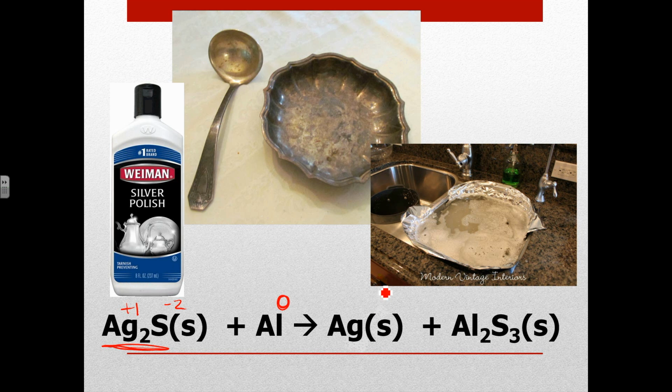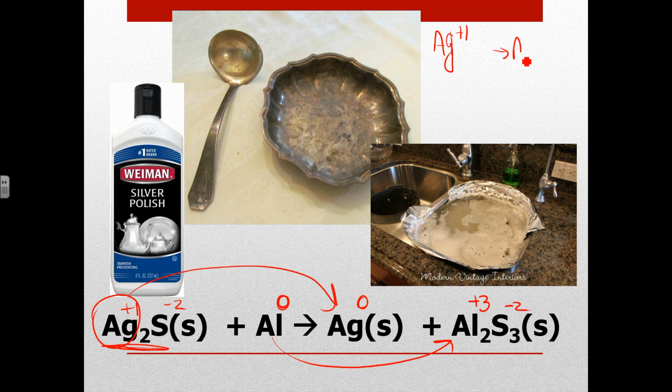The silver is a 0 charge because it's by itself for the same reasons, but aluminum in this compound is +3, the sulfur is -2. So you've got two things that are changing charges. You've got the silver that's going from +1 to 0 and the aluminum that goes from 0 to +3. So I'm going to write those up here for a second. You have silver with the +1 charge going to silver 0. And then you've got the aluminum 0 going to aluminum +3.